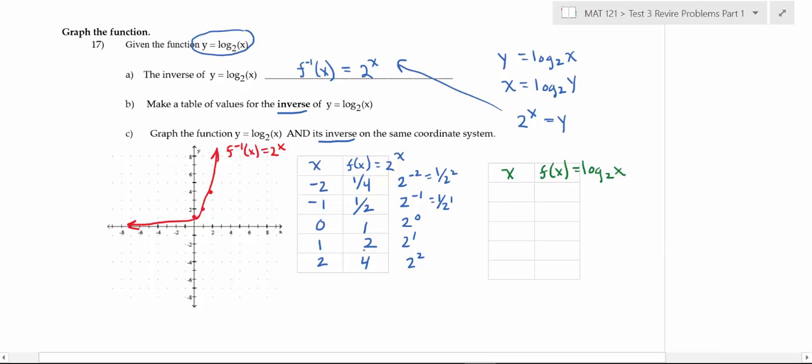Since these things are inverses, just switch the points. So just go (4, 2), (2, 1), (1, 0), (1/2, -1), (1/4, -2). And then you can plot these very, very easily. So let's plot the points. Start with (4, 2), put a dot. (2, 1), put a dot. (1, 0), put a dot. Now you can go through and graph this. So the logarithm function will kind of go like this. And again, this one levels off at the y-axis like that. So that's the graph of y equals log base 2 of x.